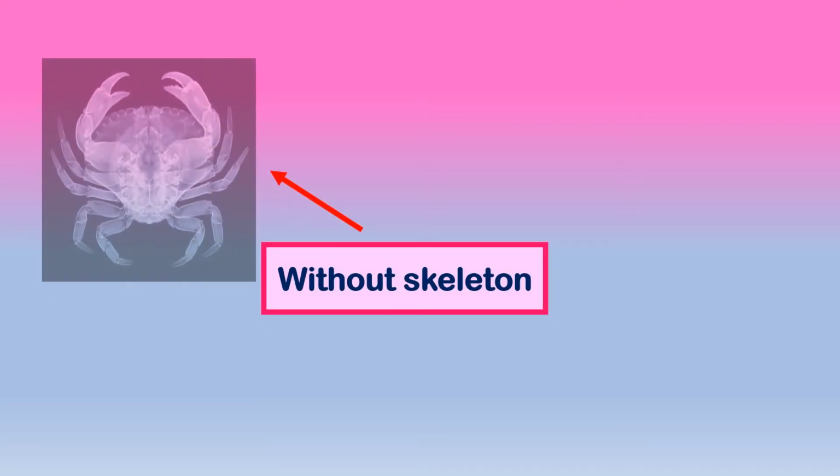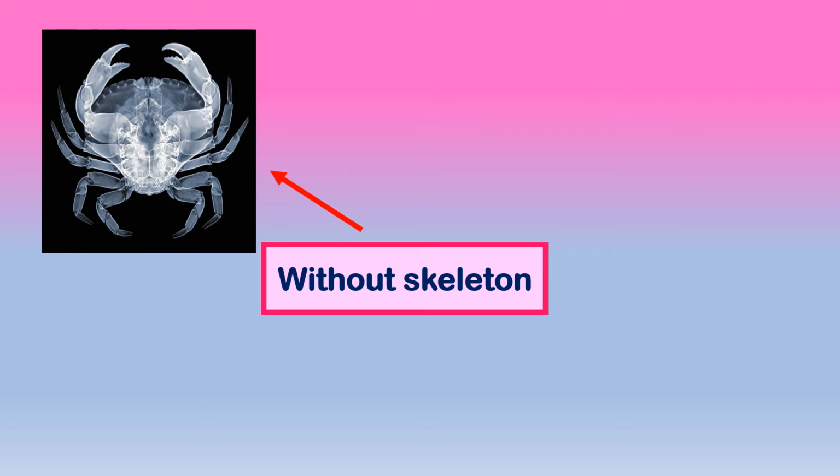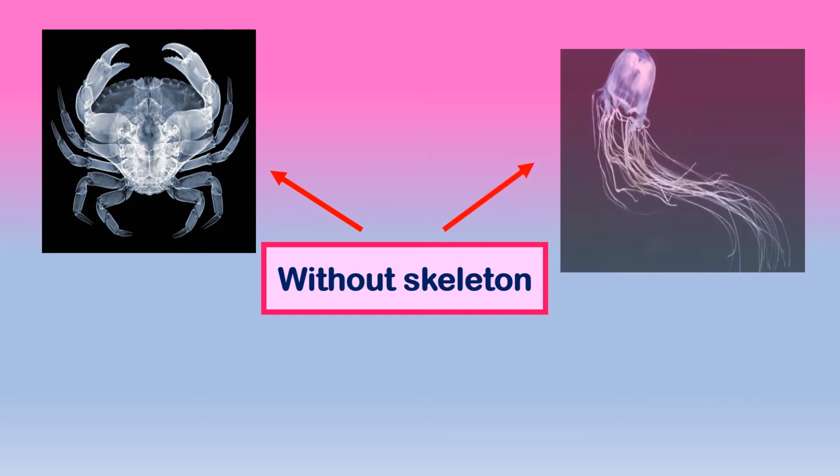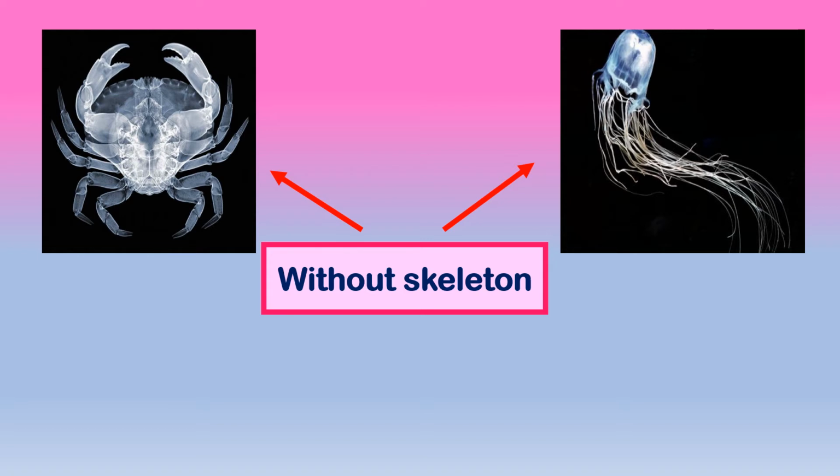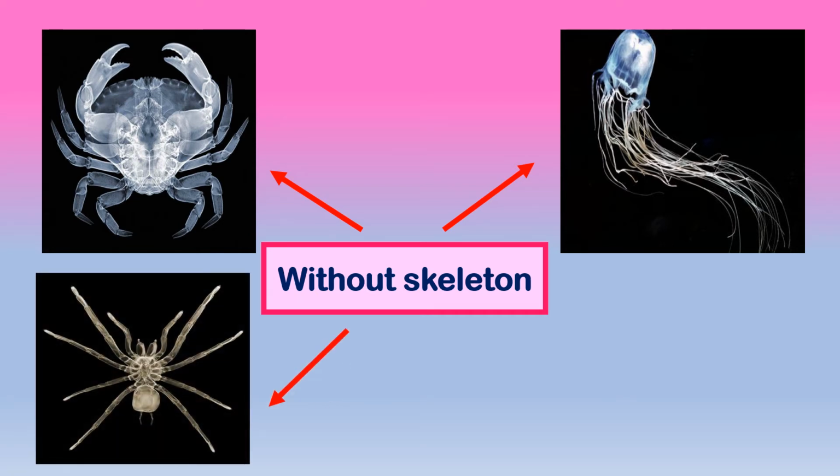Now, let us see the different examples of animals without skeleton. First, a crab. All crabs have thick shells covering their body. They don't have internal skeleton. Second, jellyfish. Jellyfish are made of fluid-filled cavity surrounded by muscles. Another example, spider. All spiders do not have a skeleton inside their bodies. They have a hard outer shell called an exoskeleton.